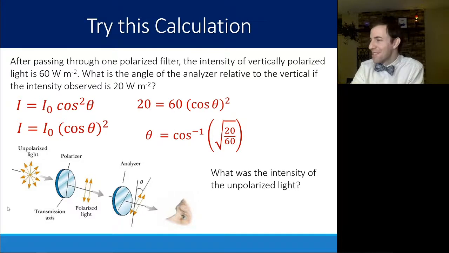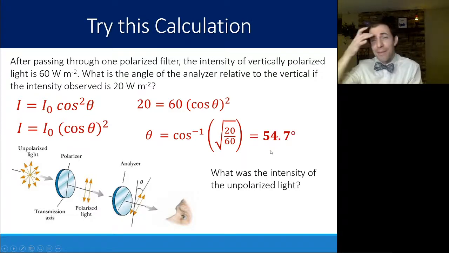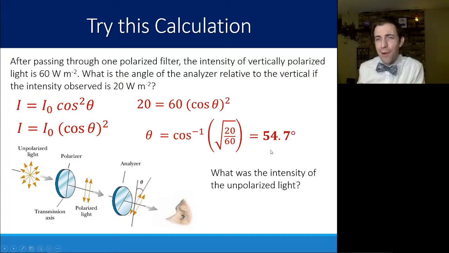So taking out that cosine here, because we took the inverse cosine of the square root of 20 over 60, we can calculate what the angle is going to have to be. So go ahead and plug that into your calculator to figure out what angle would give you a loss from 60 down to 20. In this case, your angle in degree mode should be about 54.7 degrees.